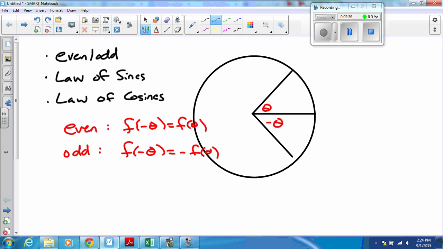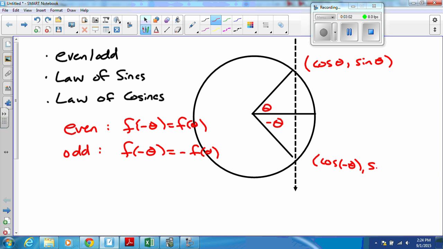Now, here's the thing. If we now consider x and y coordinates where these intersect, then you can see that the x and y coordinates are cosine theta and sine theta, and by definition, the x and y coordinates here are cosine negative theta and sine negative theta. Now, what I claim is that the cosine of negative theta is exactly equal to the cosine of theta.